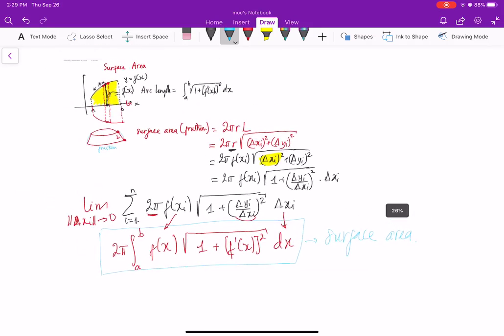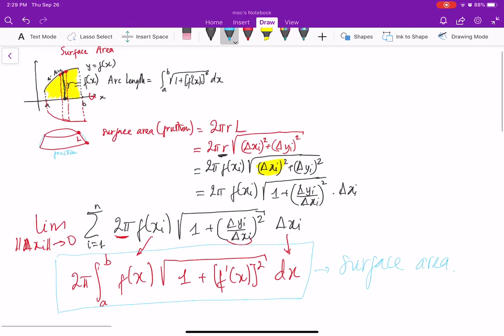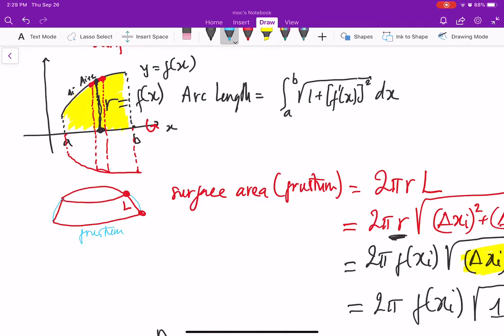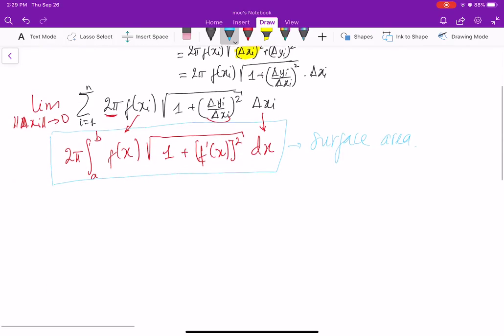Remember that this is the formula of the surface area of the solid region when we rotate this region about the x-axis. So when you rotate that region about the y-axis, you will get another formula. Don't forget about that, okay? So let's consider the following example.